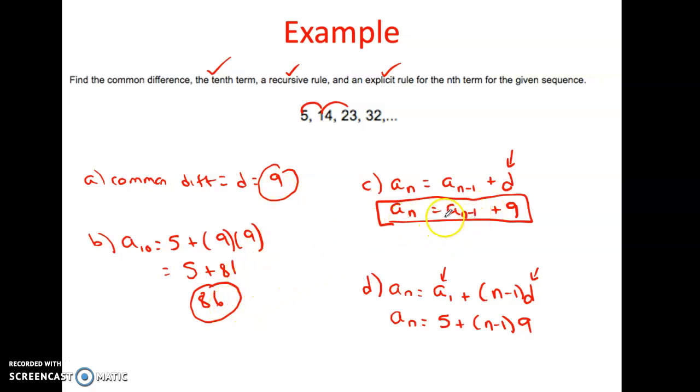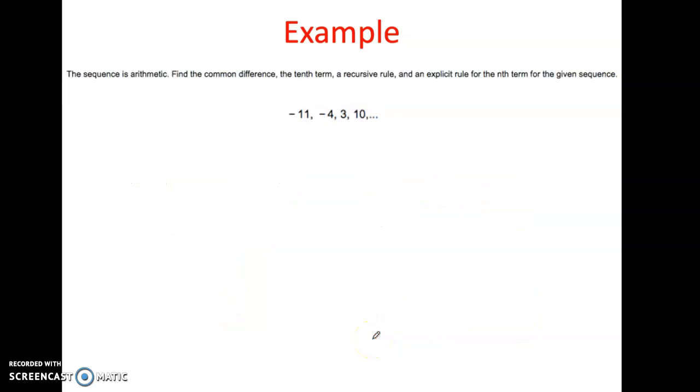This would represent your recursive, because recursive is you're using your prior term, and this would be the explicit. Explicit is you just explicitly put in the number term you want and you get your answer right away. Another one. And again, you can pause this if you want and then check your answer with mine before you do my math lab. So again, it's arithmetic, it's telling you that, but if you didn't know that, you could see that the difference is the same. You're adding 7 to each one. So we know that the common difference, D, is going to be 7.